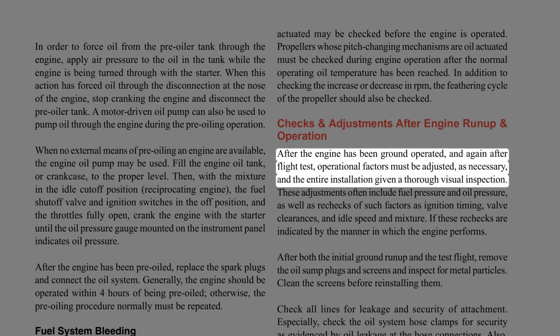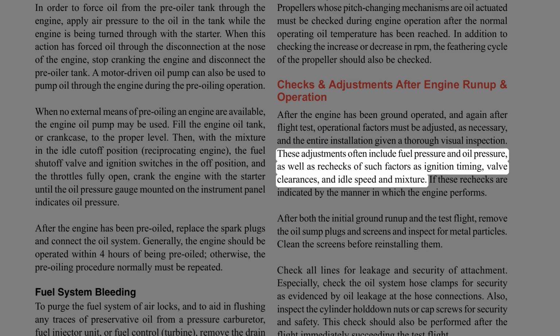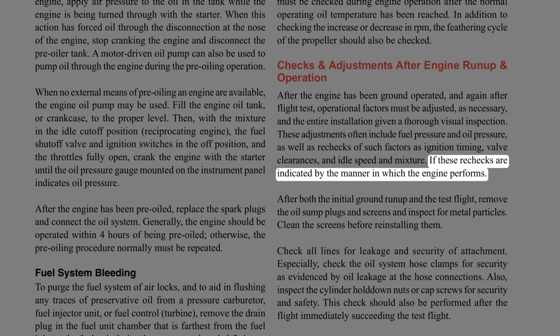Checks and adjustments after engine run-up and operation. After the engine has been ground operated, and again after flight test, operational factors must be adjusted, as necessary, and the entire installation given a thorough visual inspection. These adjustments often include fuel pressure and oil pressure, as well as rechecks of such factors as ignition timing, valve clearances, and idle speed and mixture, if these rechecks are indicated by the manner in which the engine performs.